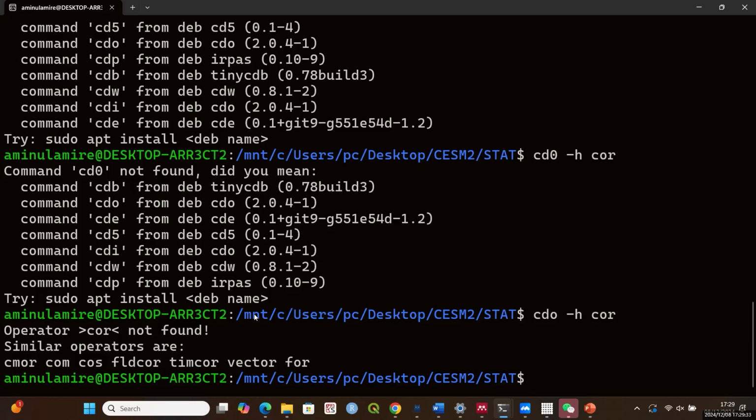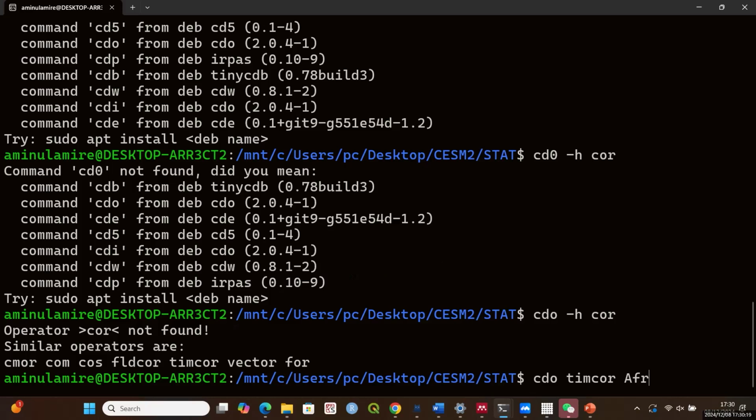Okay, so let's do the correlation. We'll correlate our model and the observation. So we just do time correlation. You do CDO timcor, this command, and then our input files. Our input files are the ones we used to calculate bias, those two files.